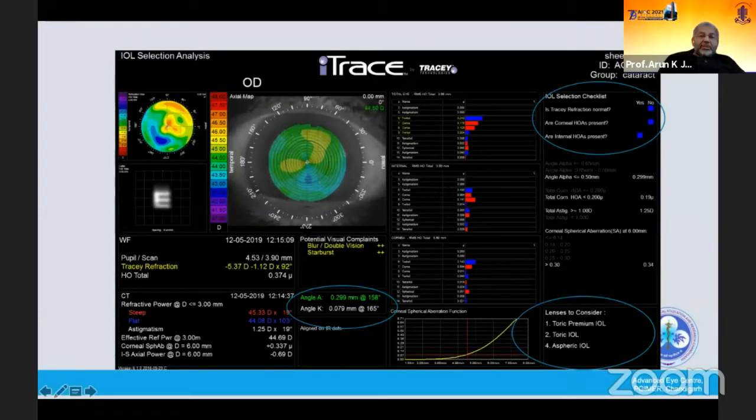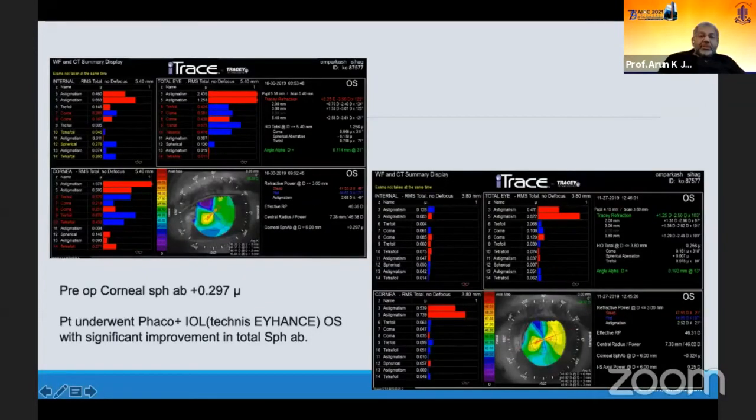This is one patient with 0.29 corneal aberration. This is a patient from Dr. Amit's clinic. He has put in an IOL. As you can see, the internal aberration has decreased after the removal of the lens, and the total eye aberration has also reduced to minimal, and the patient has excellent vision postoperatively.